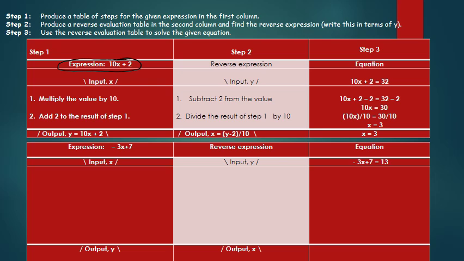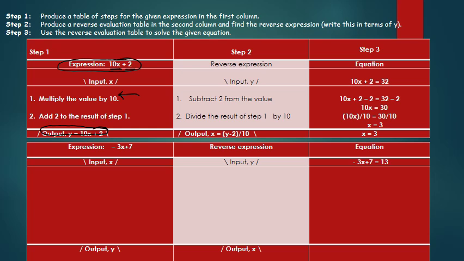So we do what we did previously, where we say, well, what are we doing to our x, to our input? And in this case, we're multiplying the value by 10. That's step 1. Okay, the next thing that we're doing is we're adding 2 to the result of step 1. So here we have add 2 to the result of step 1. The output is this, y equals 10x plus 2.